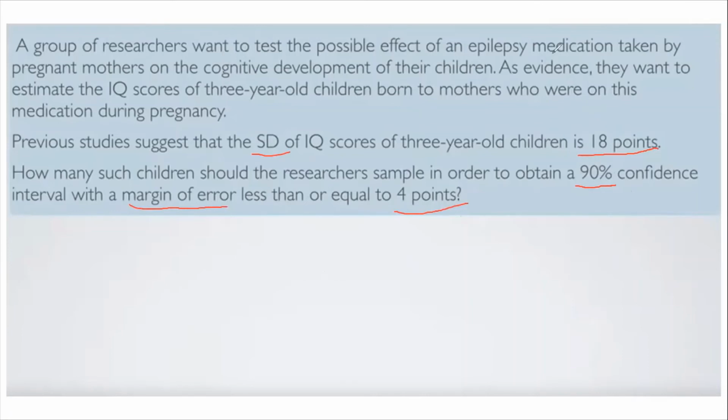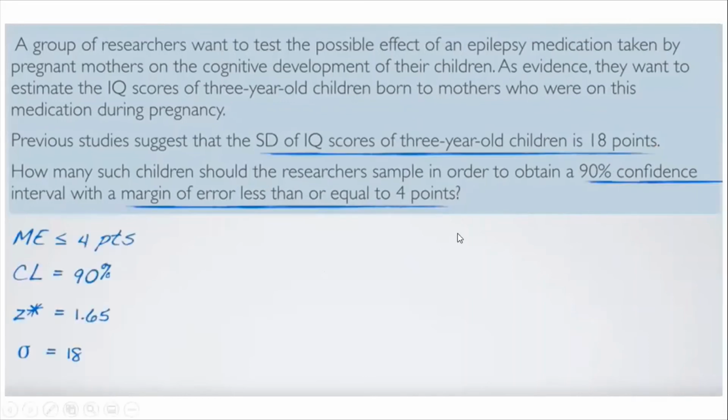Based on the previous slide, we have the formula. Given what is given here, we have a margin of error of 4 points, and the confidence level is 90%. We get the Z critical score, the Z score which corresponds to 90%, approximately 1.65. How to find this value? You can calculate using qnorm in R, or use the Z score table. And then our standard deviation is 18.